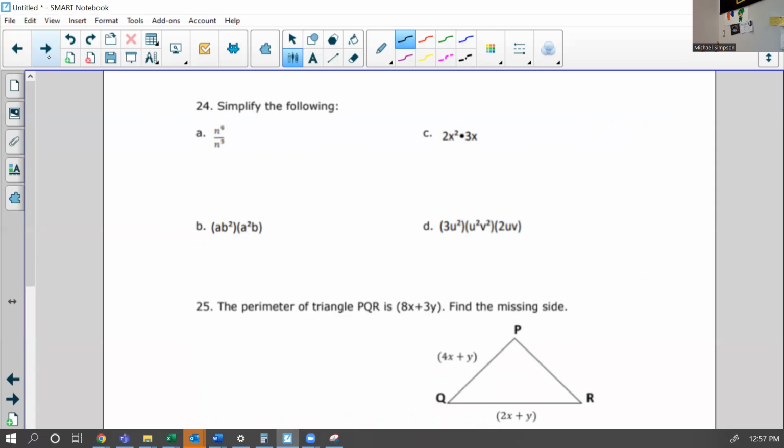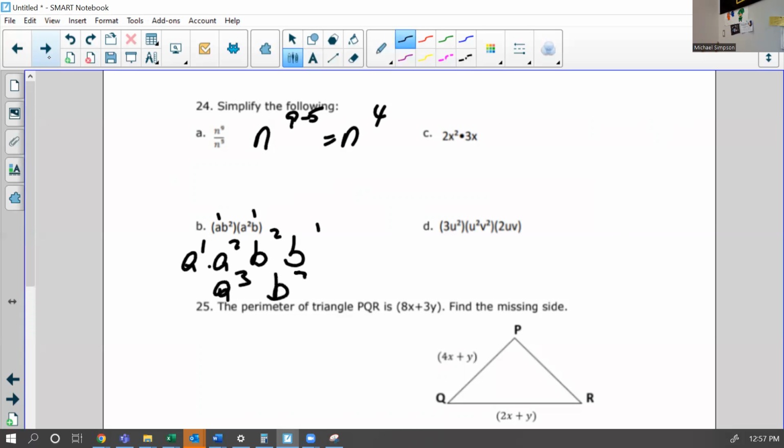It's at 5. So that's going to be n to the 9 minus 5, which gives you n to the 4th. All right. On this one, you're multiplying now. So remember, a has an exponent of 1, b has an exponent of 1. So we're going to have a to the 1 times a squared, and b squared times b to the 1. Again, you add the exponents, right? So for a, it's going to be a cubed and b cubed.